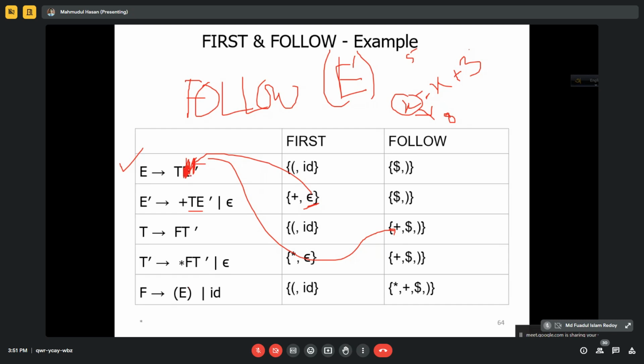Now what is the follow of T? The follow of T is equal to the follow of E, because after T there is nothing.